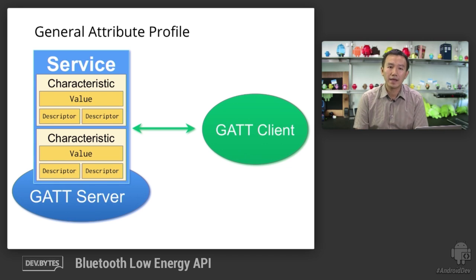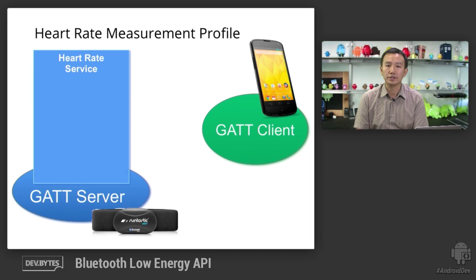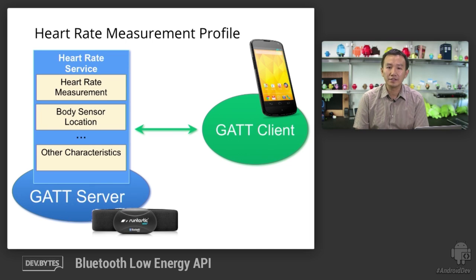To put things in perspective, let's have a look at the heart rate measurement profile, which is one of the standard profiles. The heart rate sensor is the GATT server. The Android app in this diagram is the GATT client. The GATT server hosted on the heart rate sensor device offers a number of services. Under the service, there's a collection of GATT characteristics. There's one for providing heart rate measurement, which you can receive notification on, and one that indicates the location of the sensor, which you can read from.